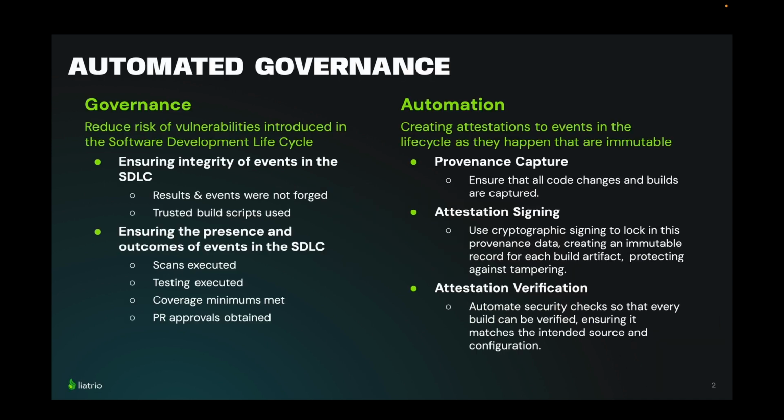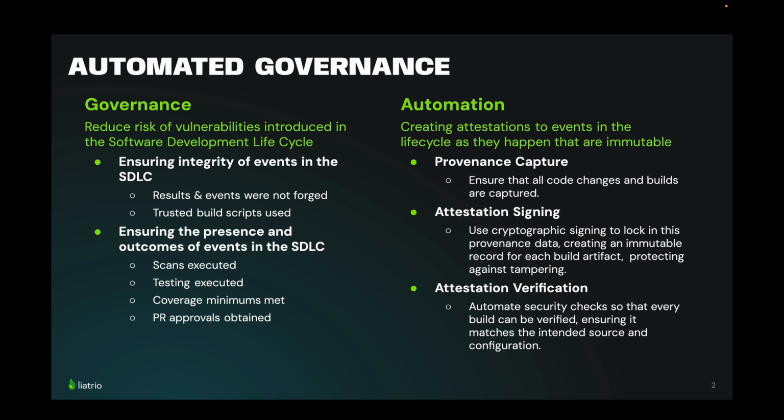So the goal of automated governance is to reduce the risk of vulnerabilities introduced in a software development lifecycle. We want to oversee and ensure that certain events happened in the pipeline and were executed in an approved manner. Like we want to ensure that scans happen, testing happens, and PR approvals were obtained so that we can reduce the risk of introducing vulnerabilities through deploying unsafe software artifacts.